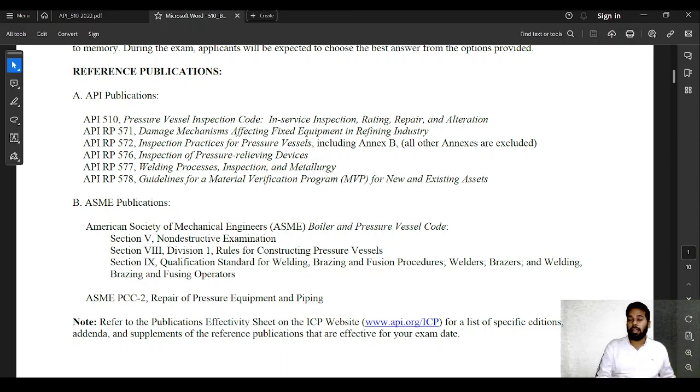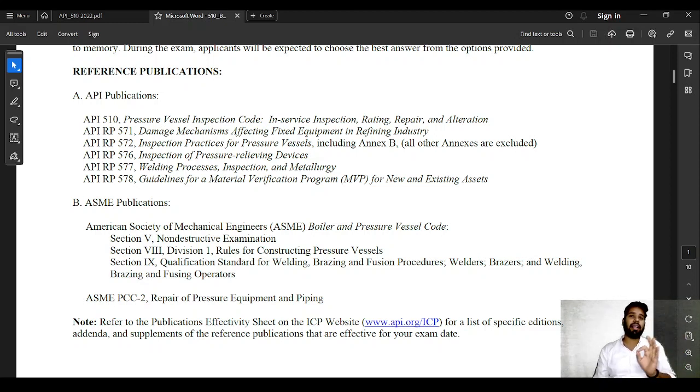ASME section 9. Section 9 is welding and brazing qualifications. So whenever a welding procedure is set, whenever an operator is qualified, whenever the procedure is qualified, all of these criteria are going to be laid down by ASME section 9. Okay, so all of these things an inspector needs to know.